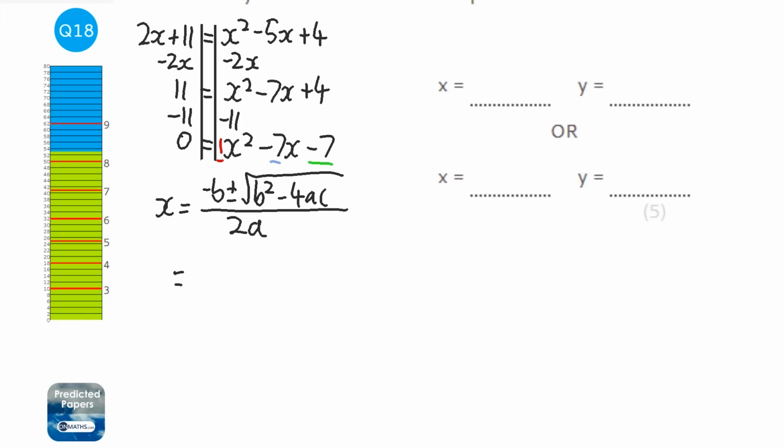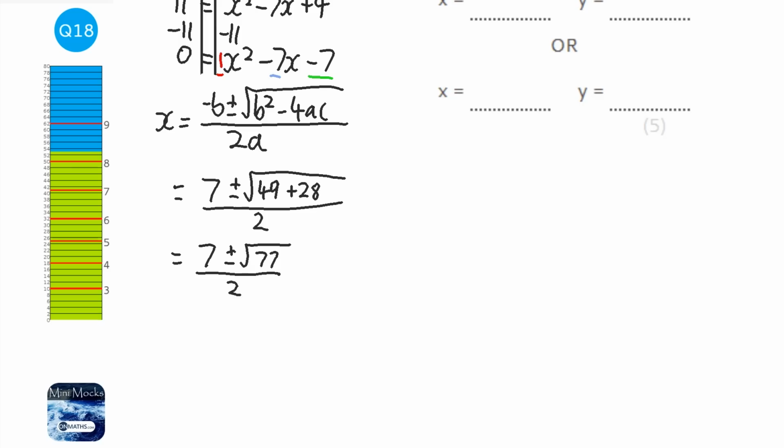Okay, it's going to take a while. So minus b is going to be just 7, plus minus the square root of b squared, which is going to be 49, minus 4 times a, which is 1, times c. And you can use your calculator for this. So it's minus 4 times minus 7, which is positive 28. It's going to be plus 28, over 2. And so 49 plus 28 is going to be 77. So we can rewrite it like this.